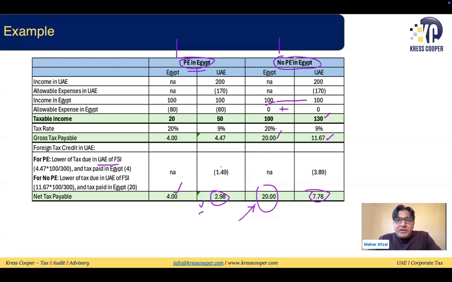But if there is no PE in Egypt, and you are proving that you are a tax resident person in the UAE, then you need to go back to the Egyptian tax authority. You need to request them, stating that you are a tax resident person of the UAE and you don't have any PE in Egypt. Then after verification, the Egyptian tax authority will give this amount back to you. But it might take 1 year, 1.5 years, whatever, to take this refund from the Egyptian tax authority. And before this, you already claimed this credit here and you paid the net amount to the UAE tax authority.